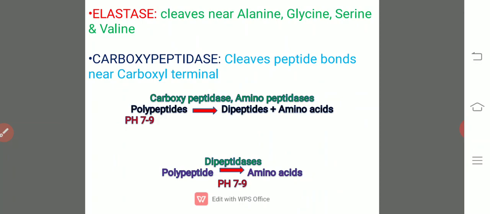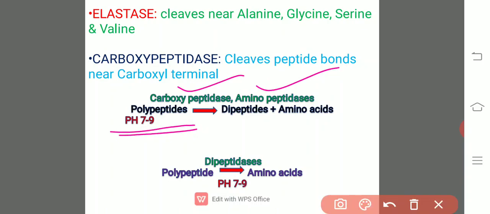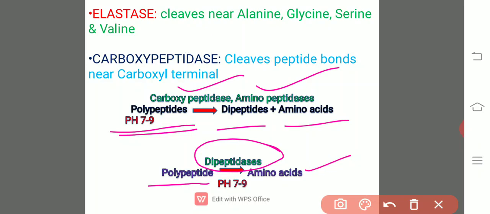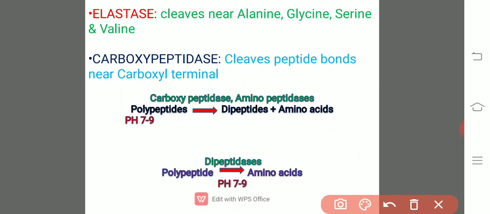Carboxypeptidases always cleave the peptide bonds near the carboxyl terminal. So thereby, due to the activity of the carboxypeptidases and aminopeptidases, the polypeptides are digested into dipeptides and amino acids, and the dipeptides under the dipeptidases finally divide into amino acids. Finally, all the proteins which we have ingested are broken down into small amino acids. Why? There are two reasons we should clearly understand.